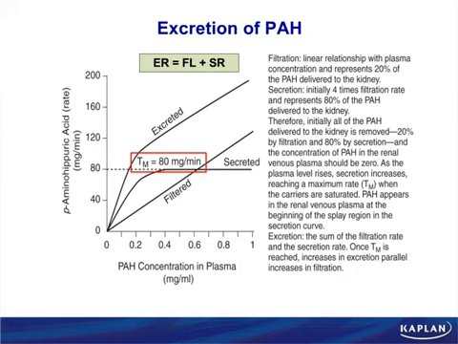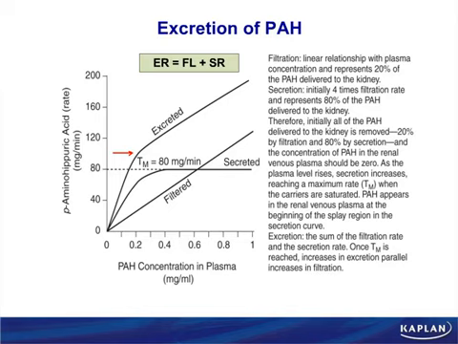Now, the excretion rate. Notice at low concentrations of PAH how steep the curve is for excretion rate. That's because at low concentrations of PAH, both the filtered load and the secretion rate are increasing as you increase the plasma concentration of PAH. And then you have this change in the slope of the excretion rate. Right over here, you have this little bend in the line.